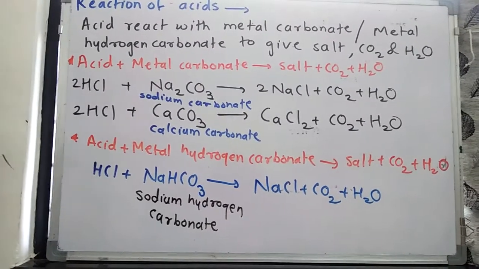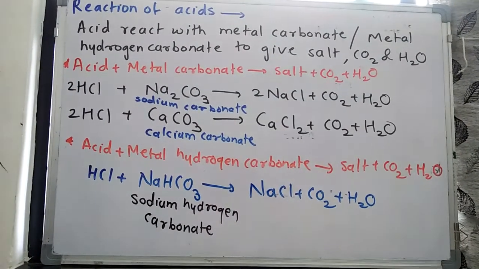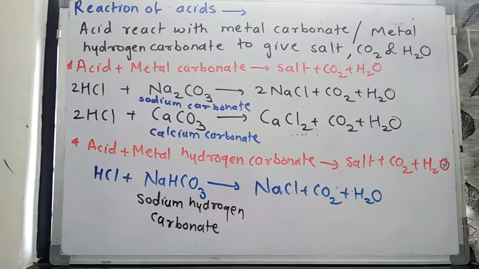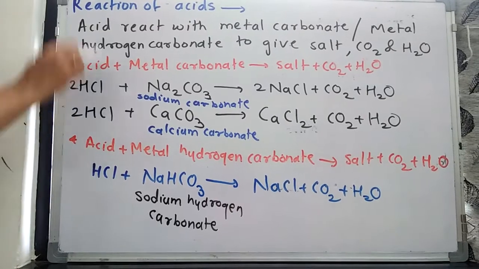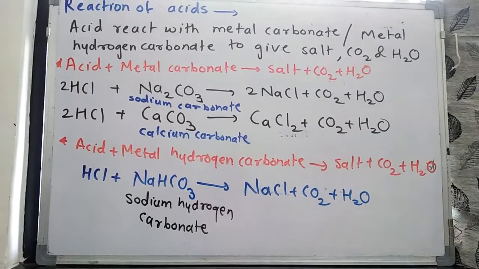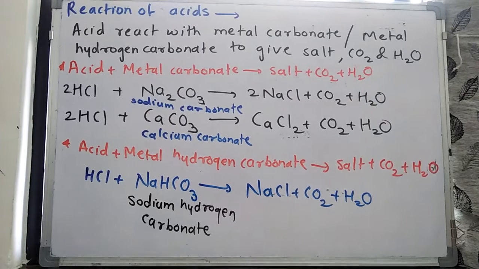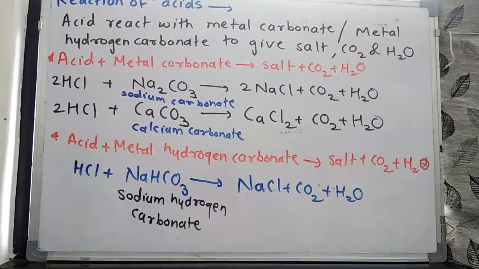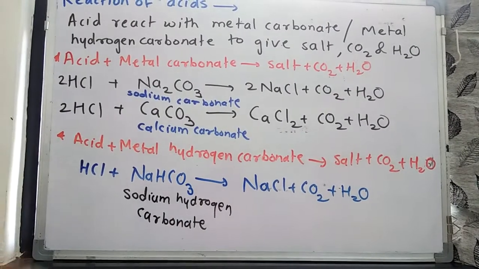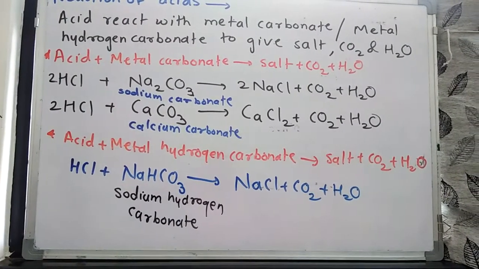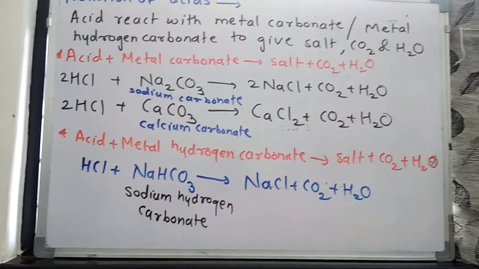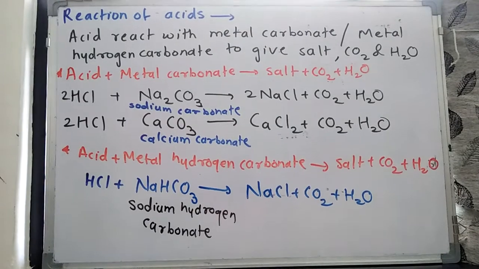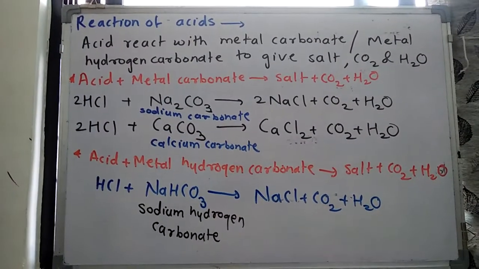Now we have seen the reaction of acid with metal. Now, the reaction of acid with metal carbonate or metal hydrogen carbonate. When acid reacts with metal carbonate or metal hydrogen carbonate, the product is always the same: salt plus CO2 plus H2O. General statement: acid reacts with metal carbonate or metal hydrogen carbonate to give salt plus CO2 plus H2O. Only in the salt, the number of molecules changes.